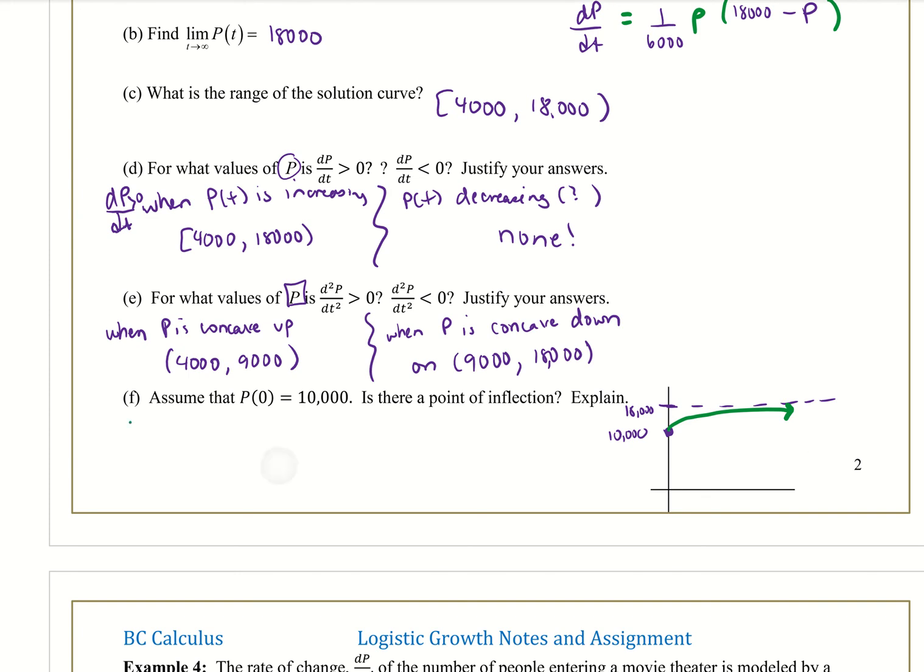Is there a point of inflection? There is no PI, since 10,000 is greater than 9,000, which is the location of the PI, because the PI would be half of the carrying capacity, or half of 18,000.